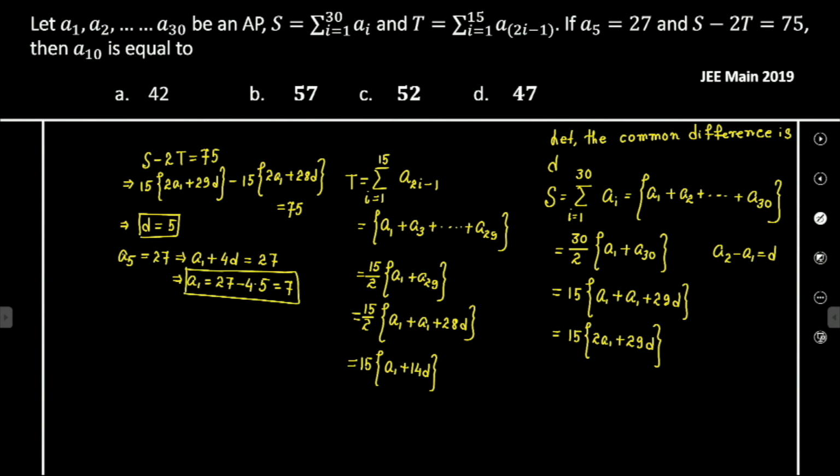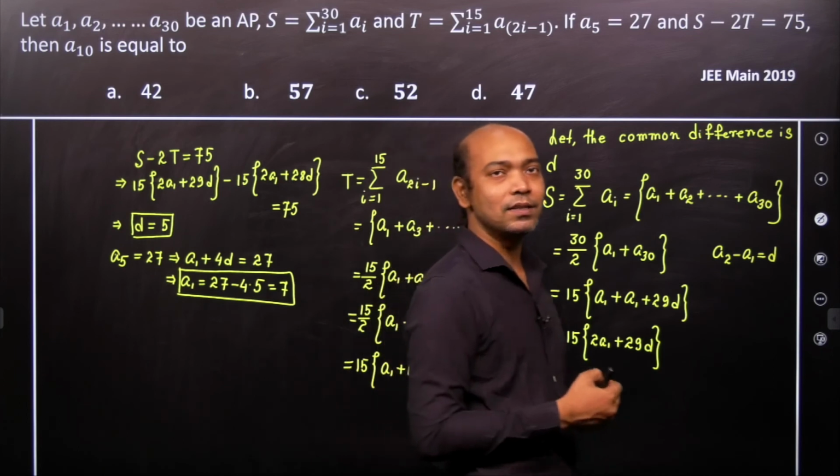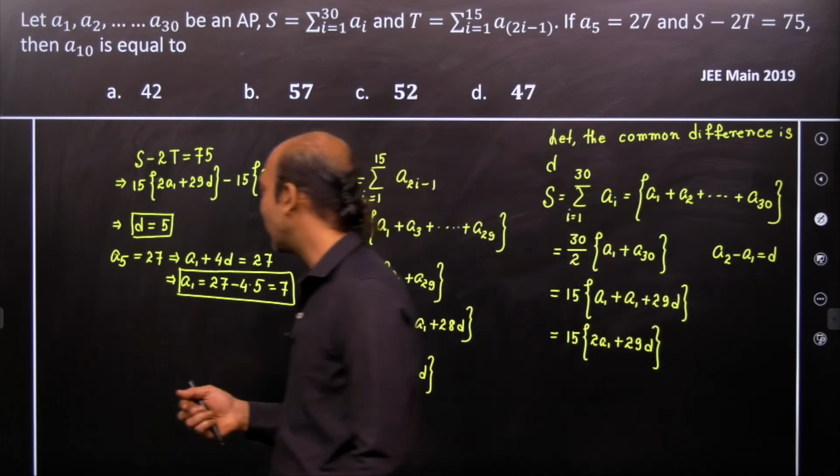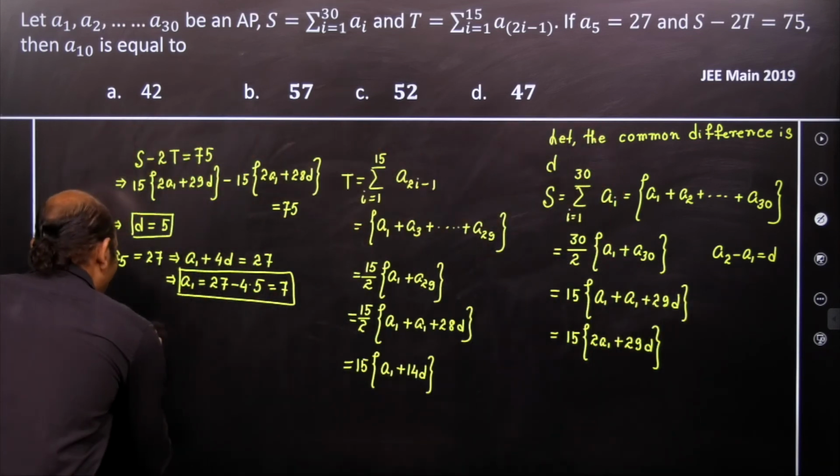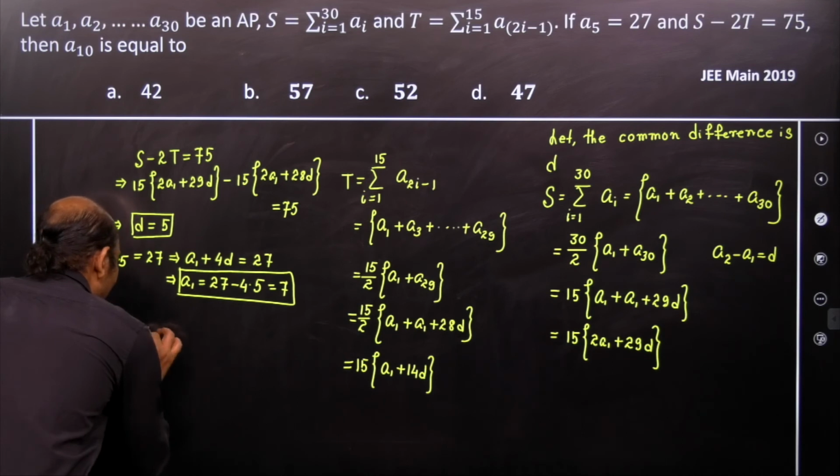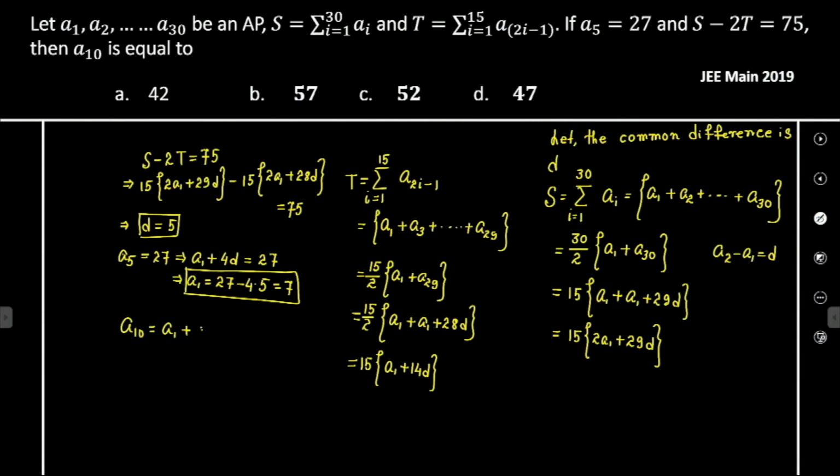Now they are asking to find A10. It is a very one-liner problem. Let's go ahead and calculate A10. A10 is equal to A1 plus 9D. A1 is 7, and 9D is 9 into 5, that is 45, and that gives you 52. Therefore, the final answer for this problem is definitely 52.